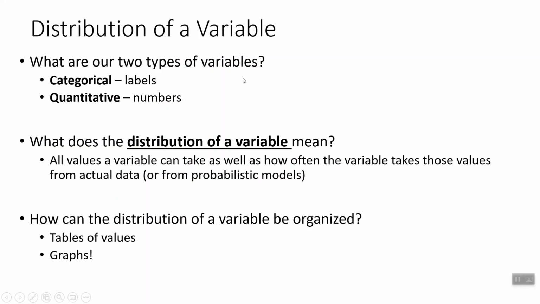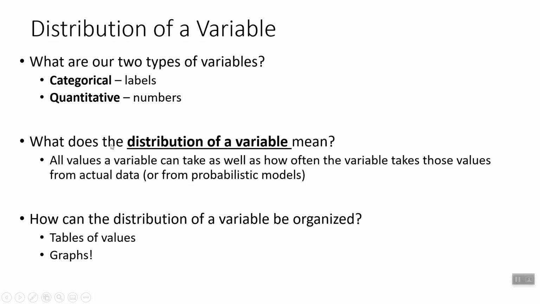All right, so first up, variable types. When we're looking at these graphs, we have different kinds of variables, and different kinds of variables will give us different types of graphs. We have our two types of variables. We have categorical variables, which are labels. We have quantitative variables, which are numerical values or numbers.